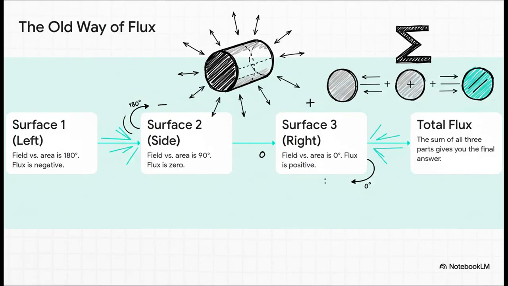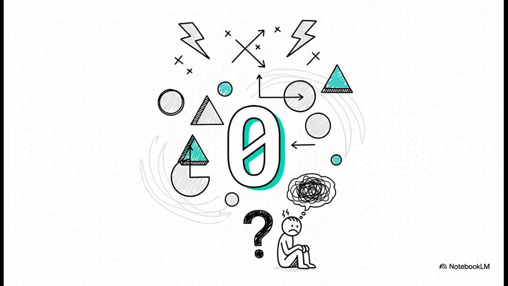And to really see why students hate this chapter, let's try calculating the total flux through a simple cylinder, the old-fashioned way. It's a pain. You have to break the cylinder into 3 different parts, analyze all the angles for each part, calculate the flux for each, and then finally add it all up. And after all of that tedious work, what do you get? 0. This right here, this is the pain point. All that geometry and vector math just to land on a big fat 0. You can totally see why students get so frustrated. There just has to be a better way.